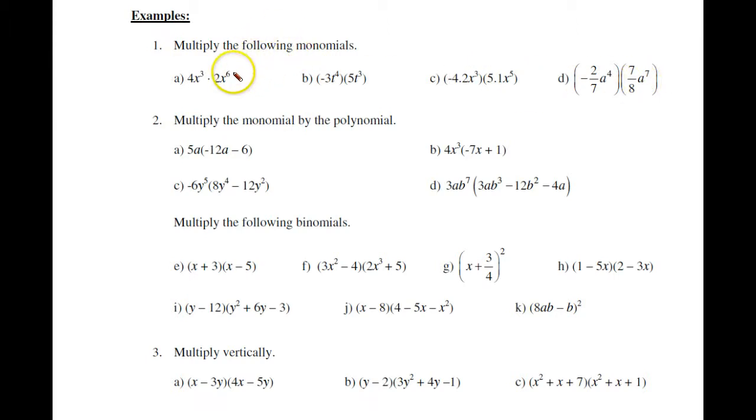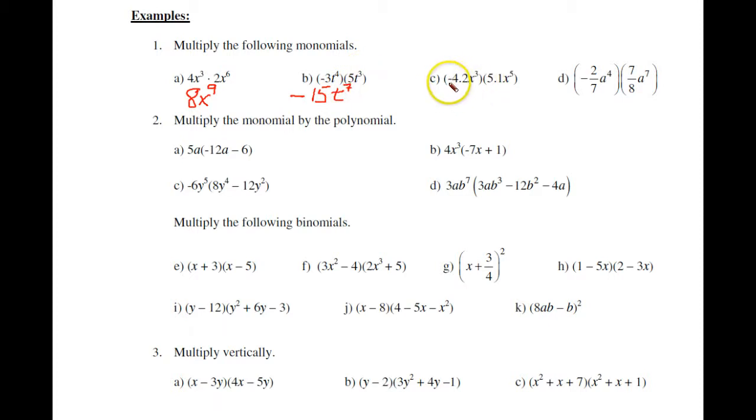And how do we do it? Well, we multiply the numbers. 4 times 2 is 8. And we add the exponents on the variables. Again, determining the sign that the product will have is an important skill. So negative times a positive, your answer is going to be a negative. Then it's 3 times 5 is 15. And then add your exponents.